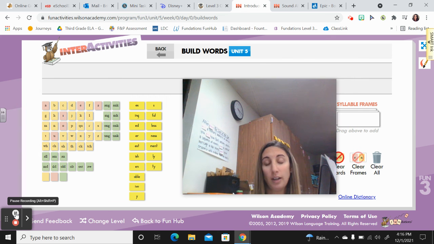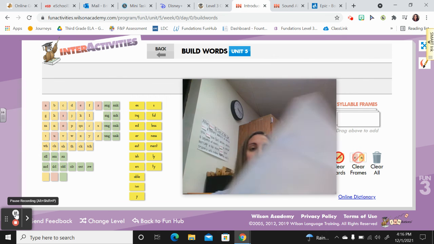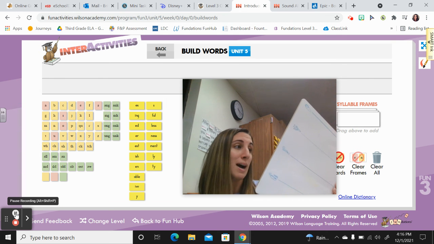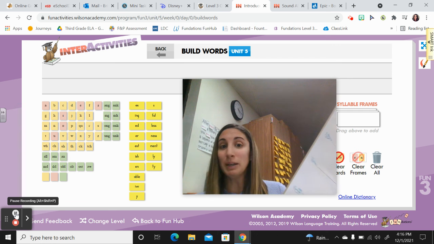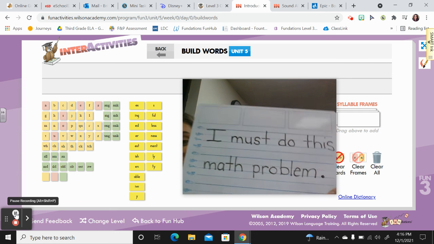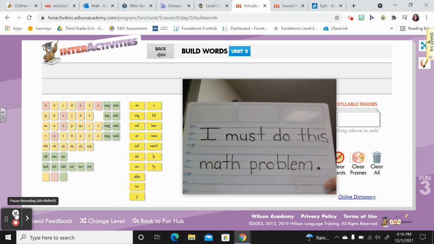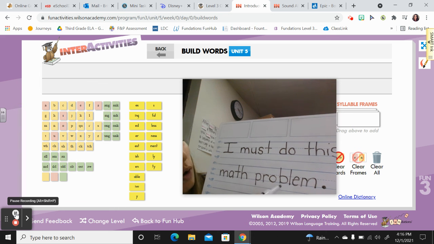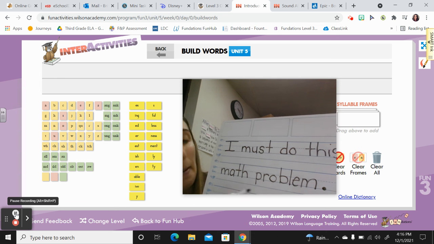If you're confident at home, you can scoop your sentence too. Okay, you ready? I don't know if there are too many problems in this one except for maybe problem. I hope you could do must do this math. Problem might be the only problem. Let's see. I must do this math. Did you get it? Prob, L-E-M.